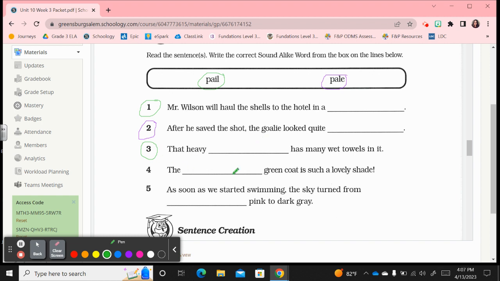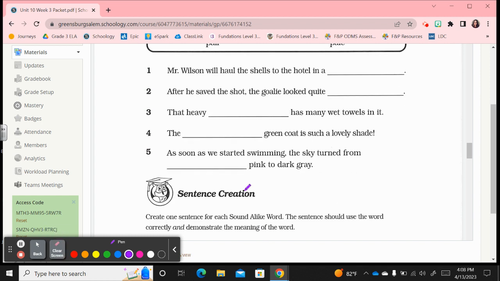Number 4, the pale green coat is such a lovely shade. When you're talking about that color, it's P-A-L-E for number 4. Number 5, as soon as we started swimming, the sky turned from pale pink to dark gray. And again, that's the color, P-A-L-E for number 5.